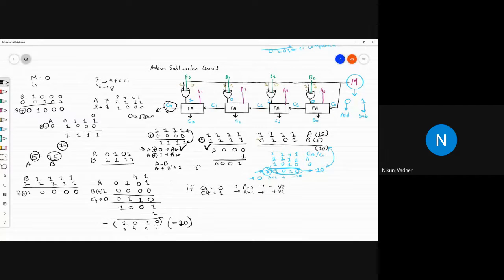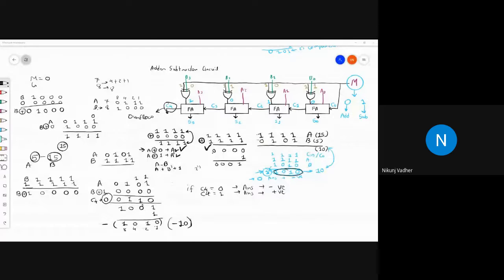So the answer will be decided based on C4. If there is a carry, that means the answer is positive. So we will simply discard the carry, and whatever bits are there here, as we have seen in the last lecture, that will be the answer. And if the output carry is 0, as we have seen today, in that case the answer is negative. So what we have to do is take the 2's complement of the answer and put a negative sign to that answer. So minus 10. This is how it will work.